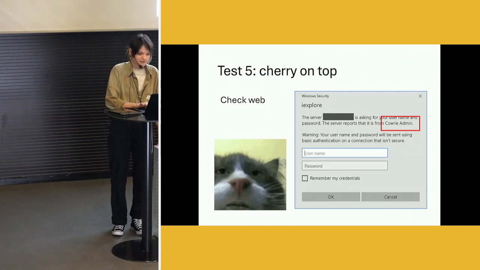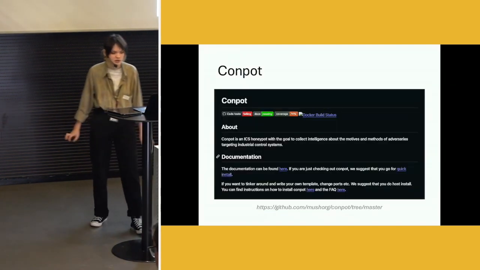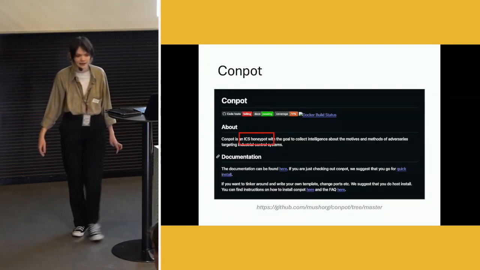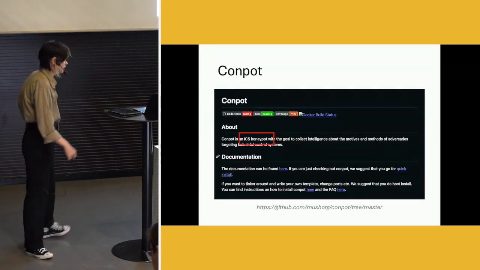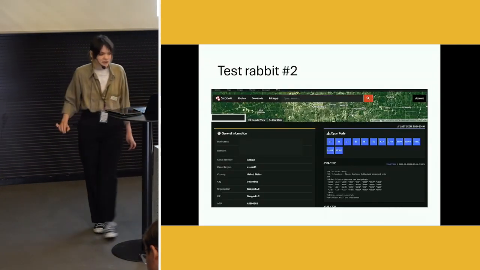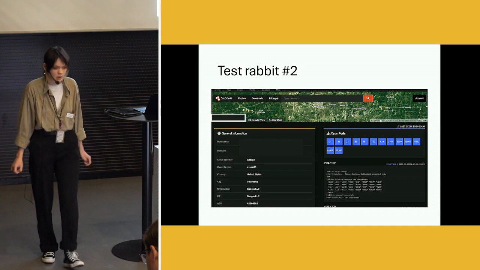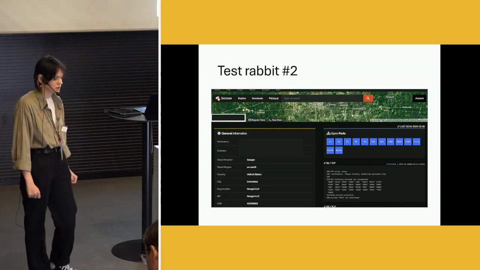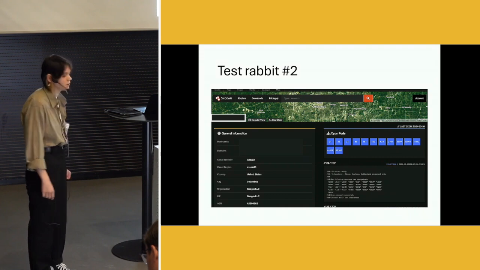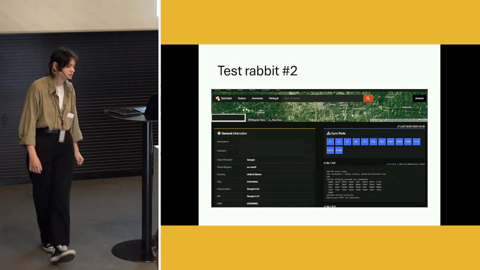Let's see what we have next. Next, we are dealing with Conpot. What do we know about Conpot is that this is an ICS honeypot. Okay, dealing with some OT, we like it. Our next test rabbit, and you can also see what I told you about getting as much info as you can, because this screen itself provides us a lot of data.